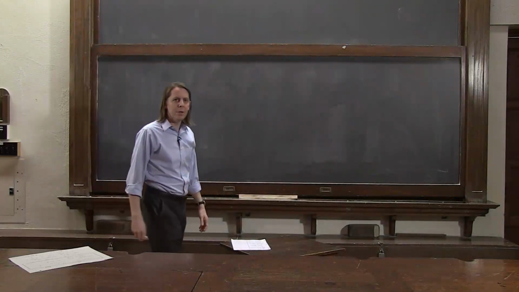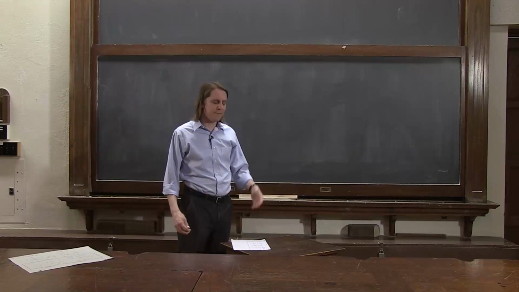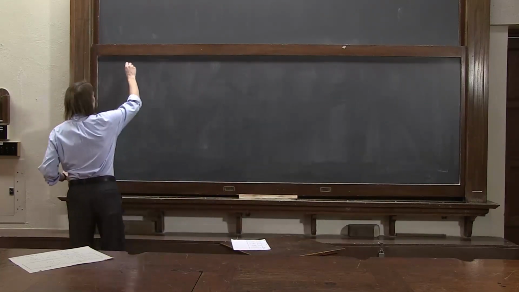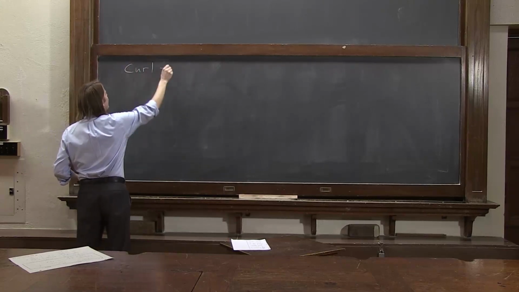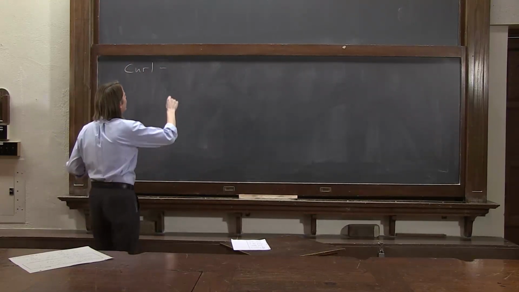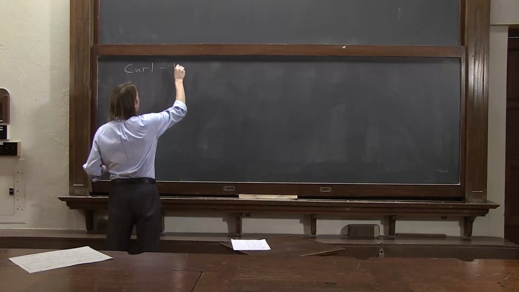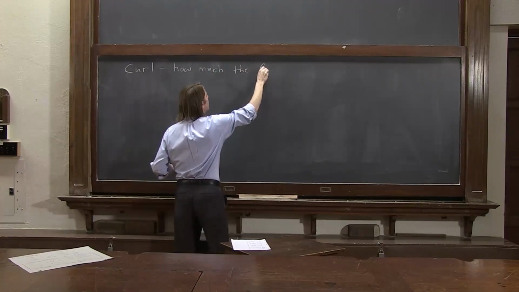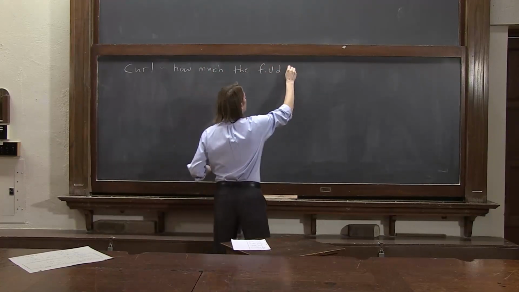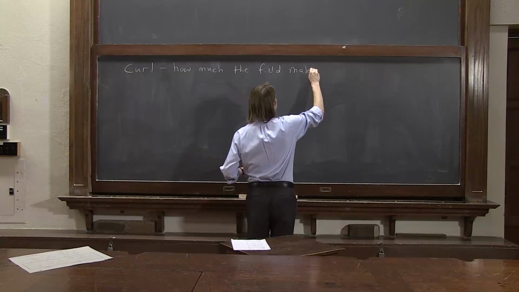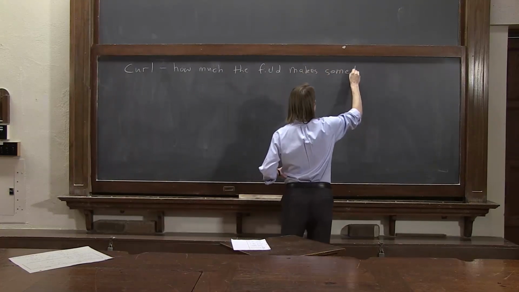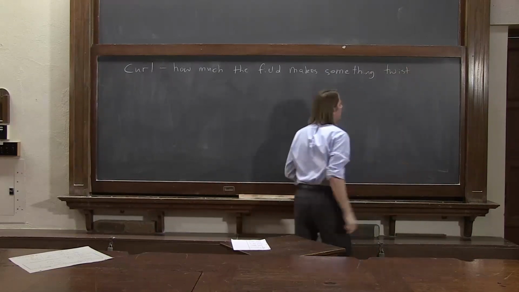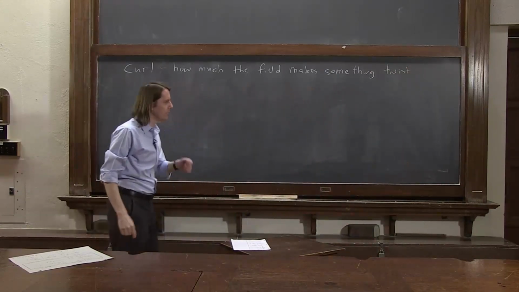The math is fun, but what does the curl really mean? We kind of had a feeling for divergence: that means the creation of field. What does the curl mean? Let's look at some examples. So the curl, if I had to put it in words, I would say it is how much the field makes something twist. Okay? You'll see what I mean as we draw some fields.